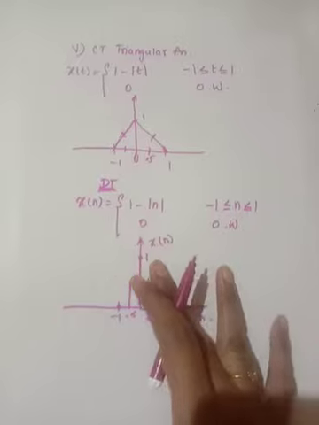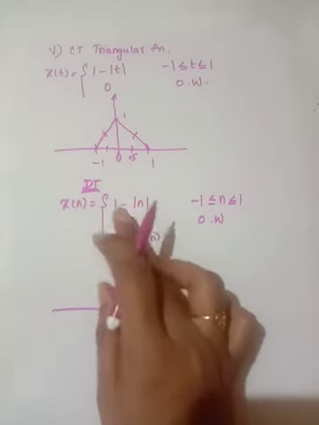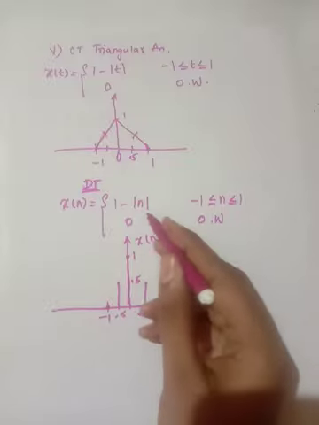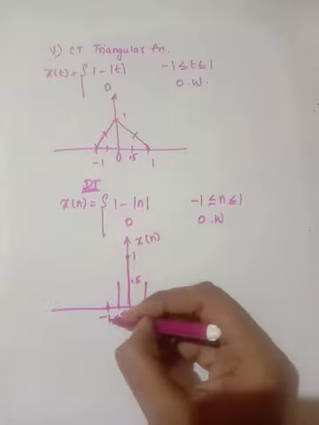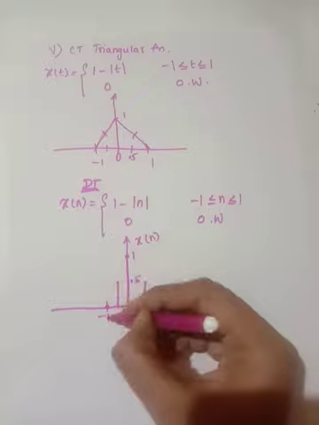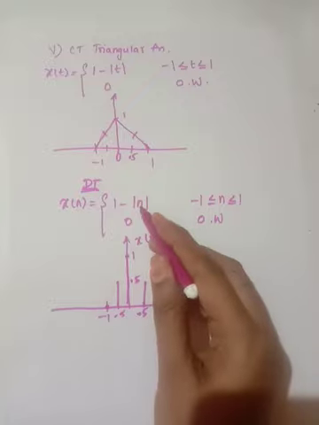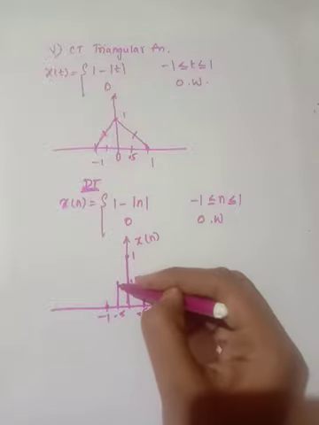The next one is a discrete sequence. The same, instead of t, I am having n. Similarly, I have substituted different values of n, that is -1, so 1 minus 1 is 0. Then for -0.5, mod becomes +0.5, so 1 minus 0.5 is 0.5.